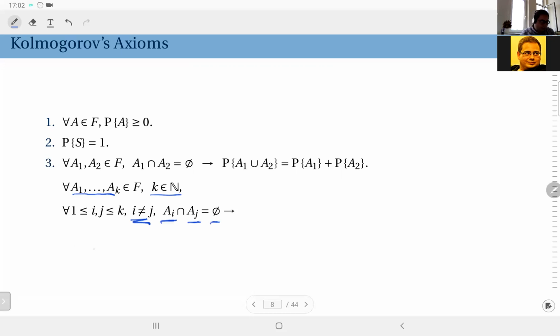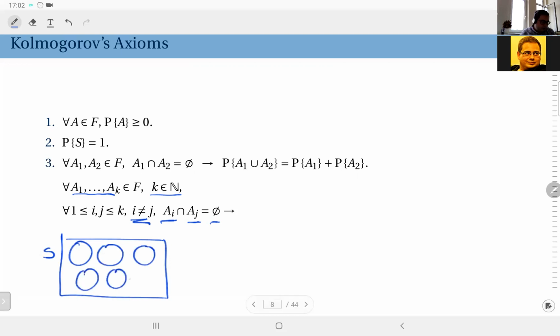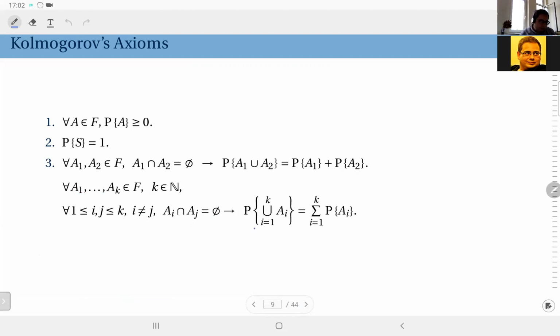In this case, again, you have something like this sample space S with A1, A2, A3, A4, A5, etc. They do not have any overlapping outcomes. They are all disjoint. In this case, the probability of their union must be equal to the sum of the individual probabilities, as given here. The probability you assign to the union of the entire collection should be equal to the sum of the individual probabilities.